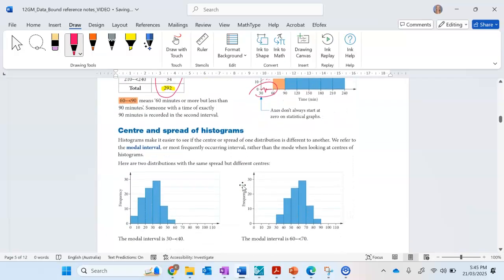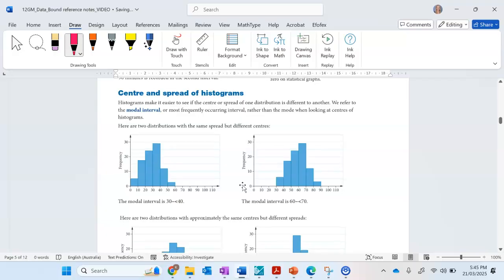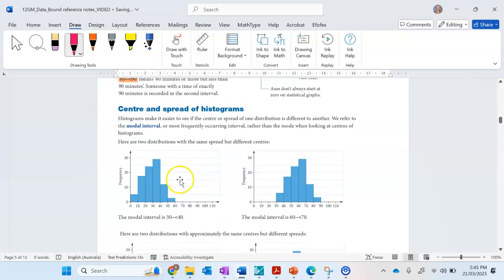Looking at the center and spread of histograms. So here we've got 2 histograms. If you don't really take much notice of the axes, like squinting your eye, they look exactly the same. They're the same kind of shape. That just means that their spread is the same. Remember, spread is your highest minus your lowest. So here the highest is 60, the lowest is 0, so your range is 60. Here our highest is 90, the lowest is 30, so the range is also 60.